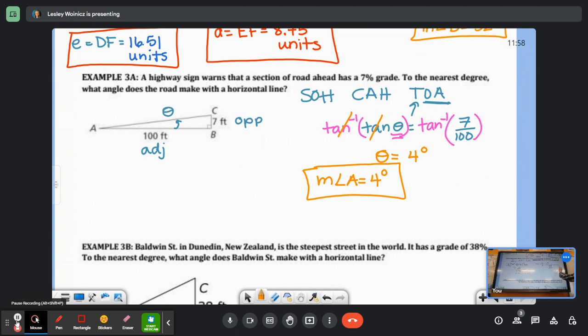We can also write a sentence. That might be worth a point on the test. So the road makes a 4-degree angle with the horizontal. I would say when you're solving a triangle, I don't need a sentence from you, but for a word problem, just like in Algebra 1, you probably need a sentence. Probably, definitely.